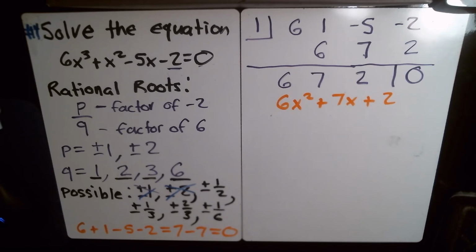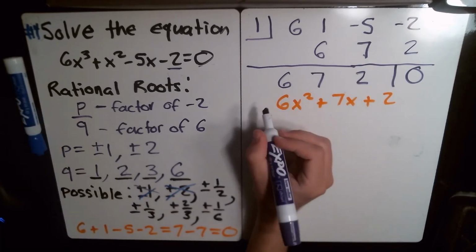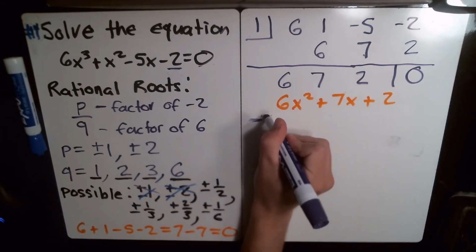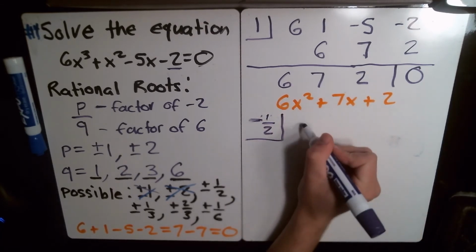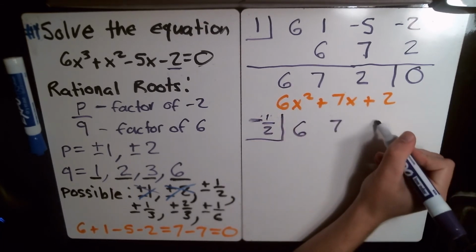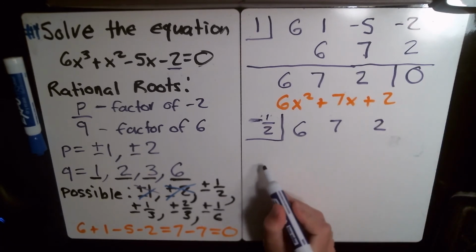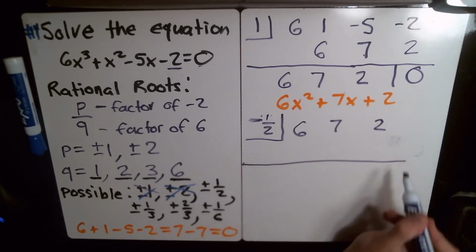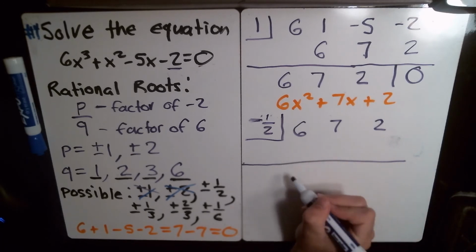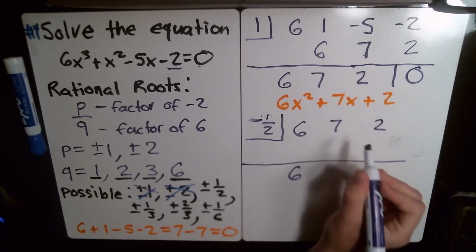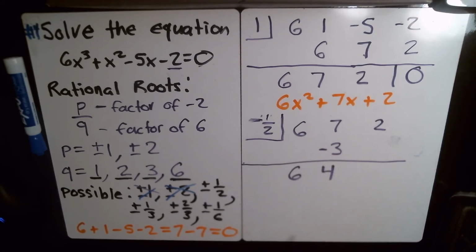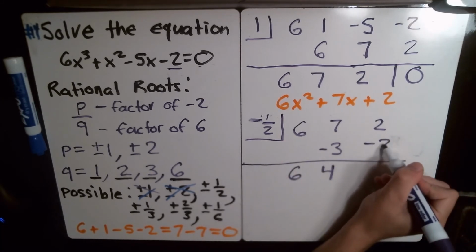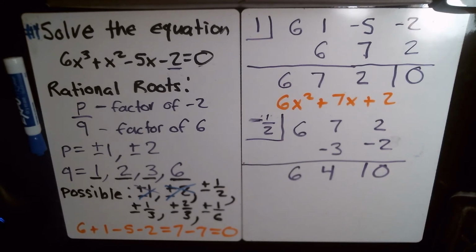Okay, so I'm going to factor this. I'll use my synthetic division again, negative 1/2, 6, 7, 2. Okay, so I bring down my 6, times it by negative 1/2, I get negative 3. We add, that is 4, times negative 1/2 is negative 2, which is 0. Good.